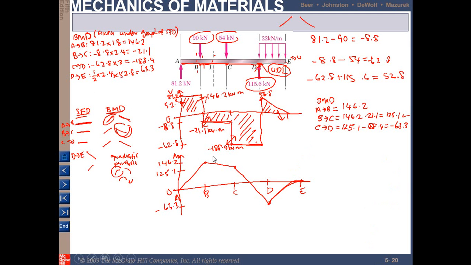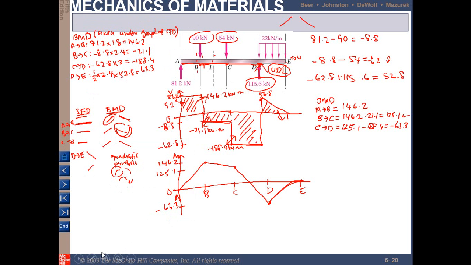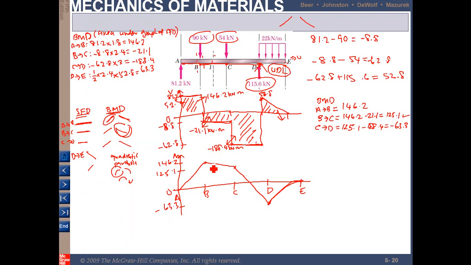So you can write in here, this is 146.2, this is 125.1, this is 63.3, this is 0.